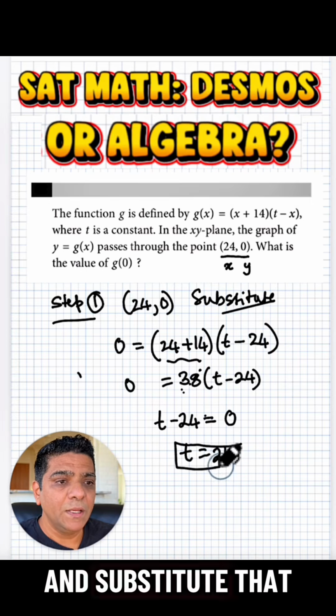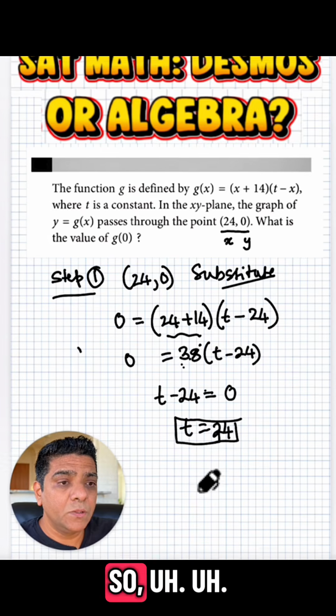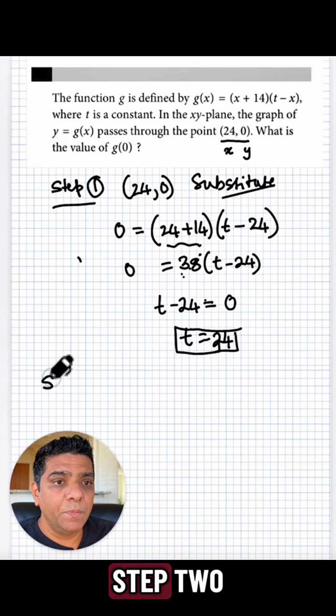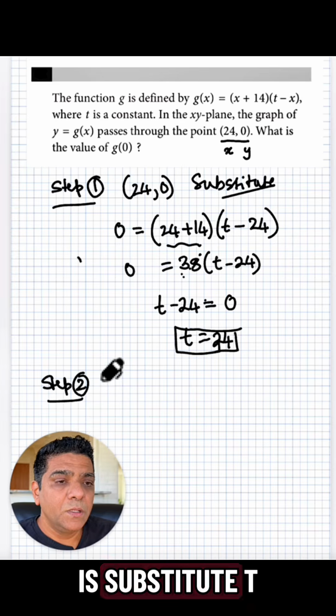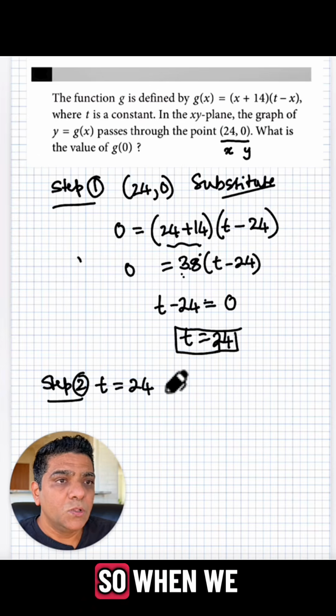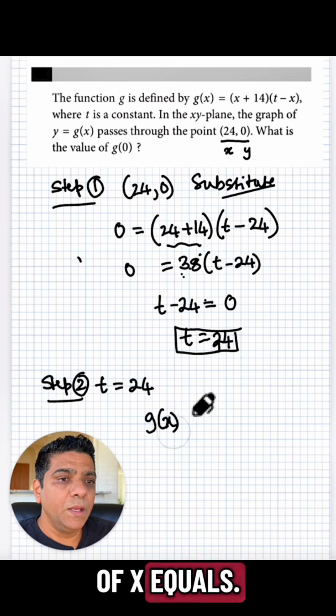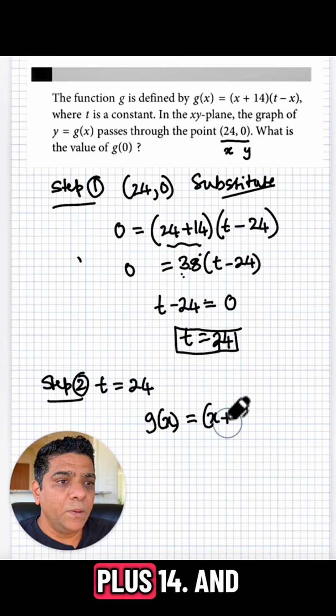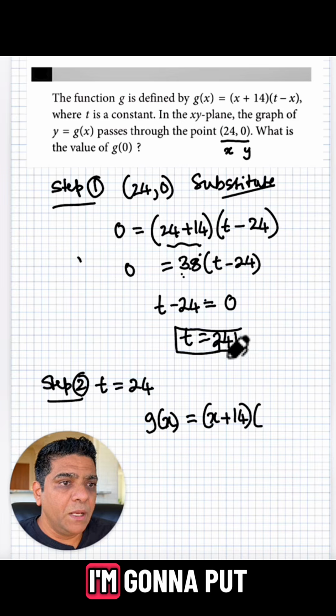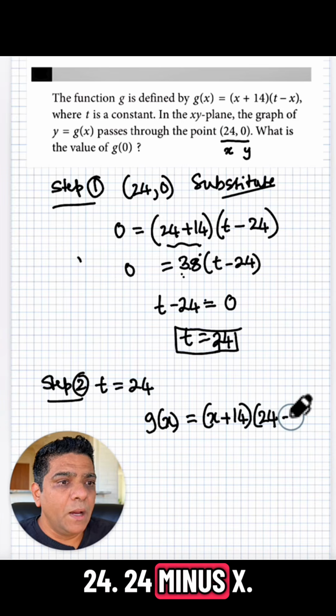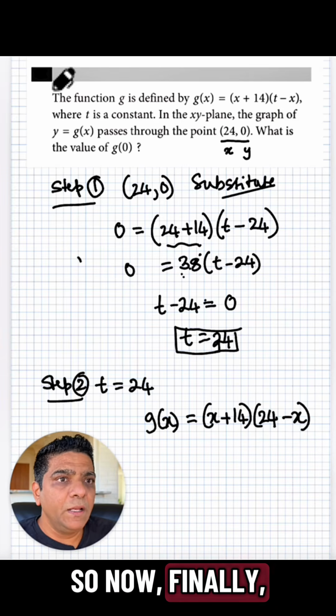Let's go ahead and substitute that into what we have up here. That's going to be our step 2: substitute t equals 24. So when we do that, we get g of x equals x plus 14, and then instead of t, I'm going to put 24 minus x. Great. So now finally we need to find what is g of 0.